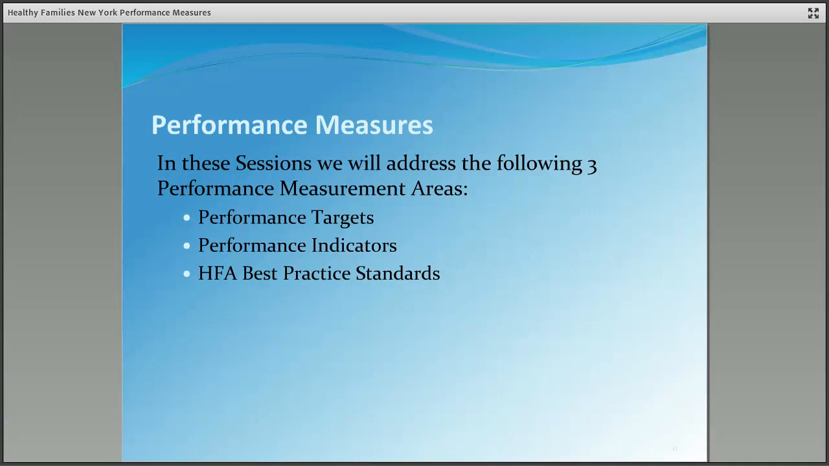For the rest of the sessions in this series, we will address the following 3 performance measurement areas: performance targets, performance indicators, and HFA's best practice standards. For the rest of this session 1 and all of sessions 2 and 3, we will address the first performance area, which is performance targets.